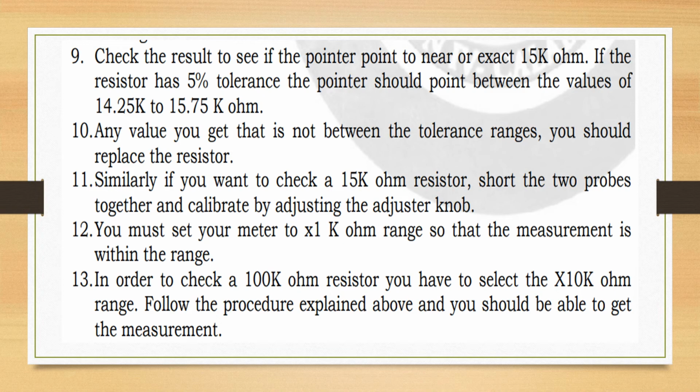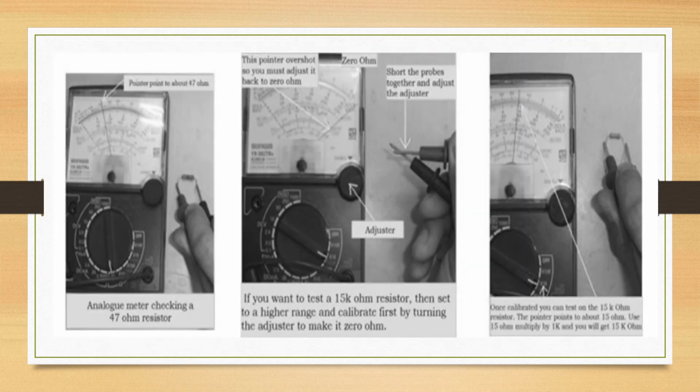So, using the analog, you must always calibrate your ohmmeter. While in digital, it's very specific. It just tells you exactly how many ohms that resistor has.